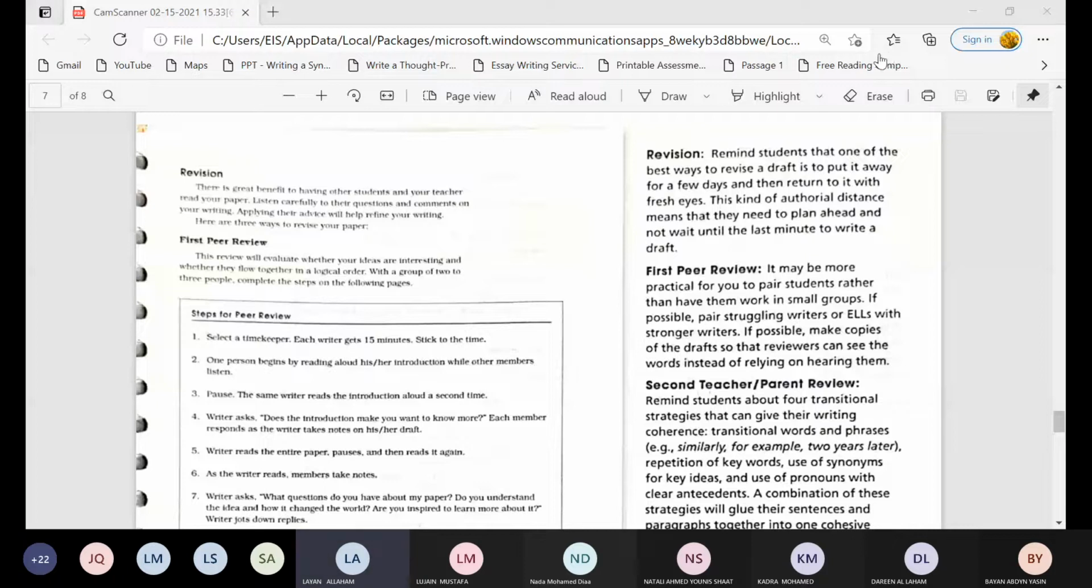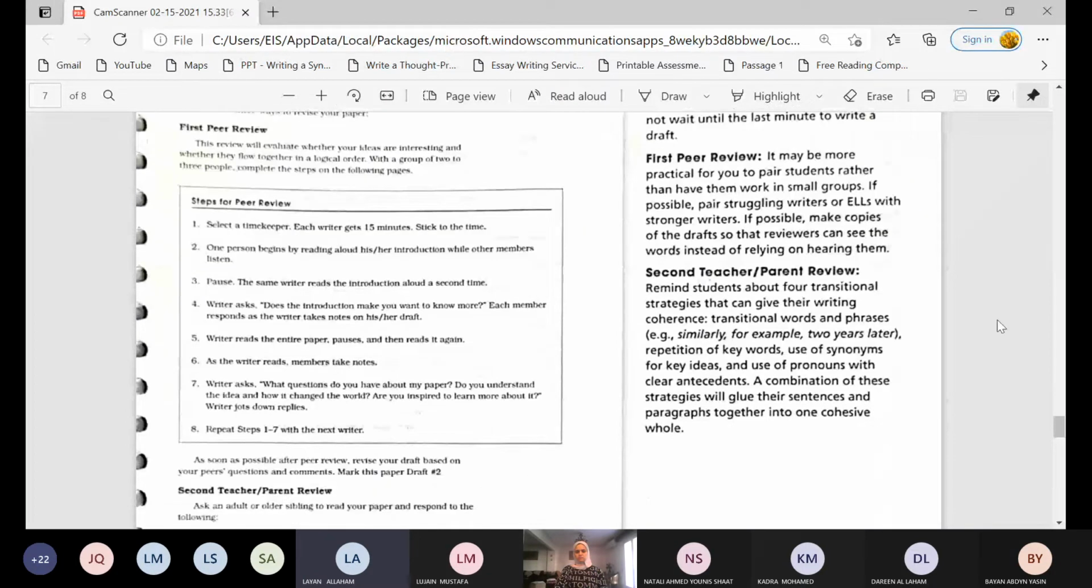Yes, dear. There is great benefit to having other students and your teacher read your paper. No, we read this, Layan. Oh, yeah, right. First peer review, here in this slide. This review will evaluate whether... Here, Layan, do you see my mouse? But in the book, it's different. It is not in the book, dear. That's what I've just said. Oh, I'm sorry.